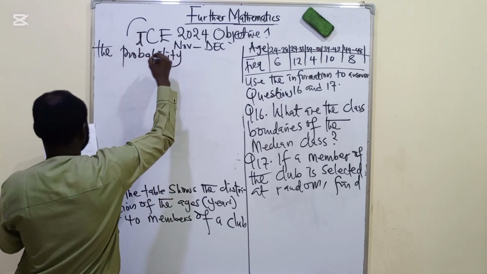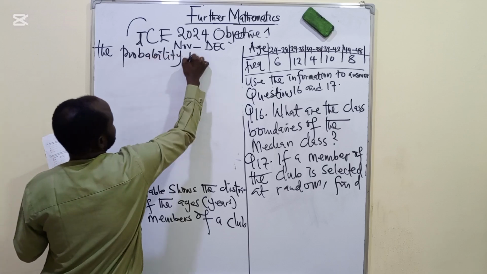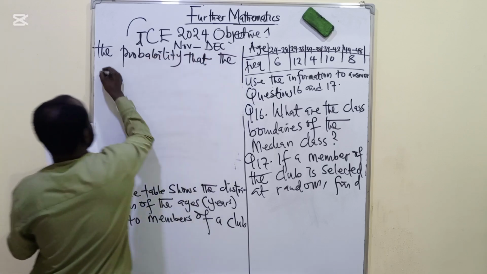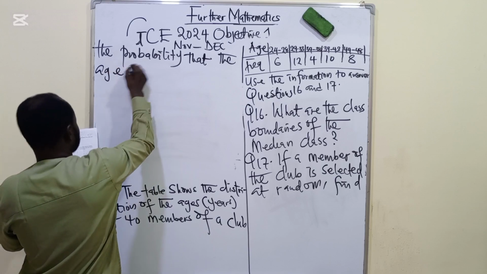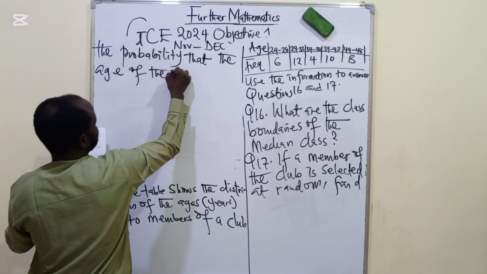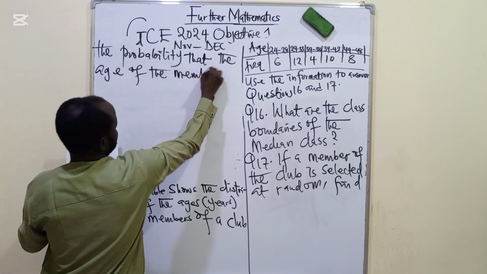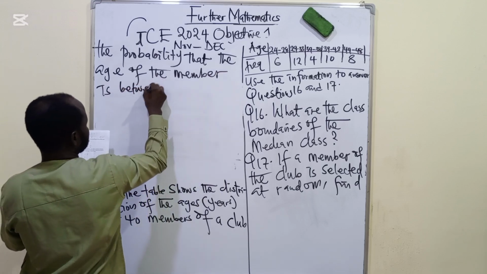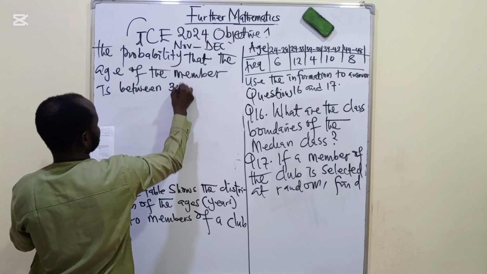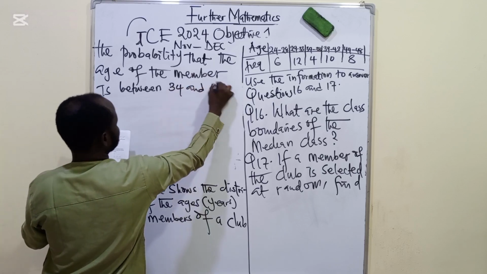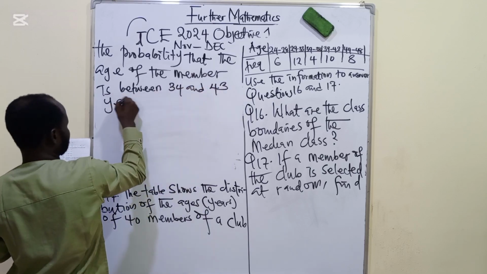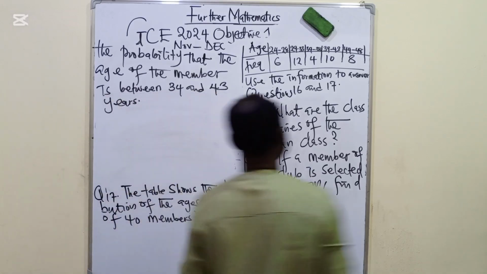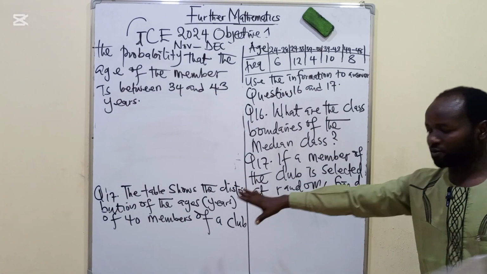The probability that the age of the member is between 34 and 43 years. Very important. Let's look at how we can handle this. It's easy. This is coming from statistics.